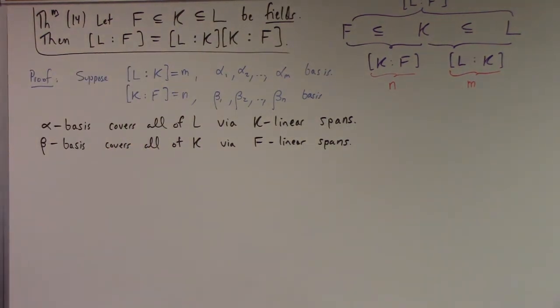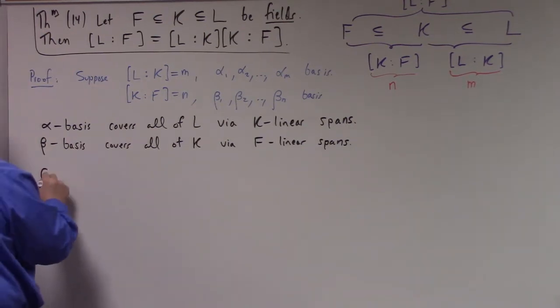And we also have the assumption that the alpha basis is linearly independent with respect to what? With respect to the field K. Whereas the beta basis is linearly independent with respect to F. Right? Okay.